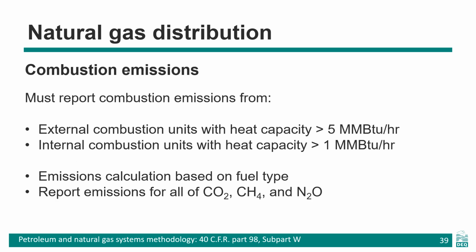Combustion emissions are reportable from any external combustion units with a heat capacity of greater than 5 million BTU per hour, or any internal combustion units with a heat capacity greater than 1 million BTU per hour. Units smaller than this do not have reportable emissions, but the distribution company must still report the number of each type of unit in use.